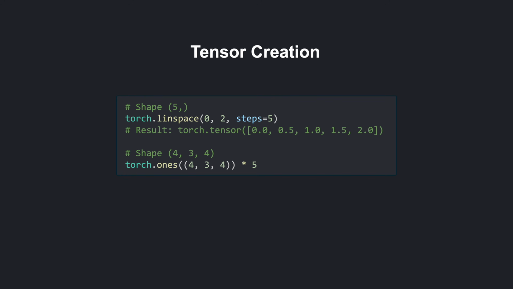Another important method is torch.ones, which takes a desired shape and creates a tensor of this shape where every value is 1. You can scale this tensor to any other value. Here we create a 4x3x4 tensor of 5s.